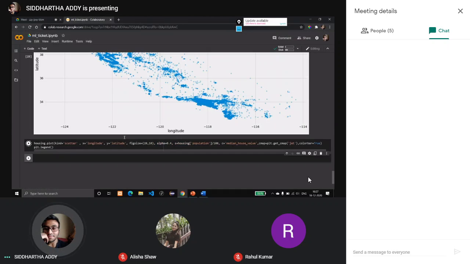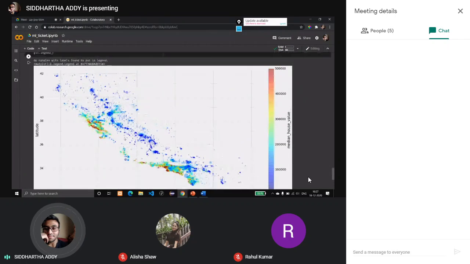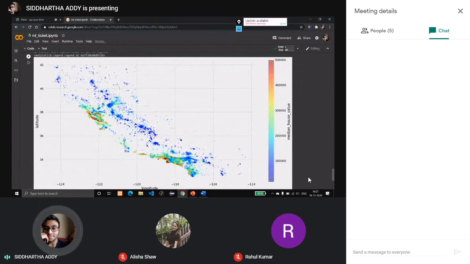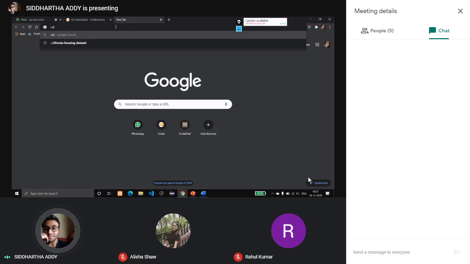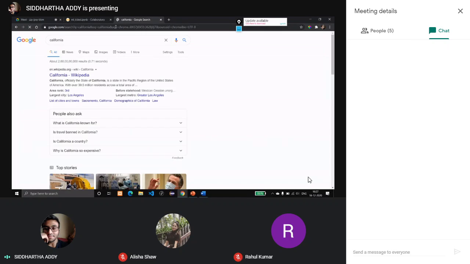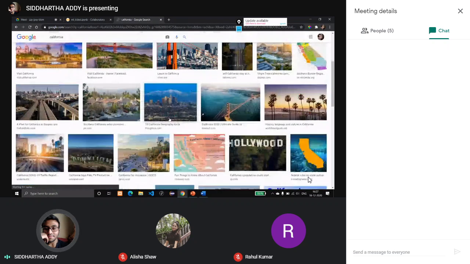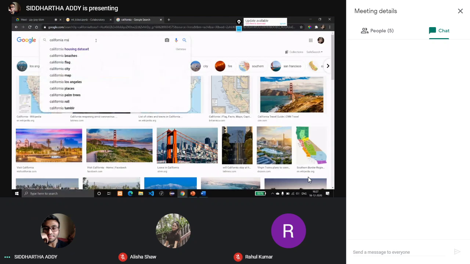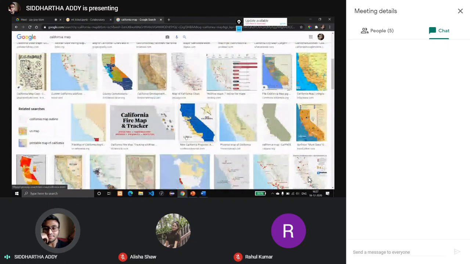Fingers crossed. Okay, this is a good theme. Before you look at it, I want you to search something on the web. I want you to search California and go to images. Okay, California map. Okay, let's see what we can look at.